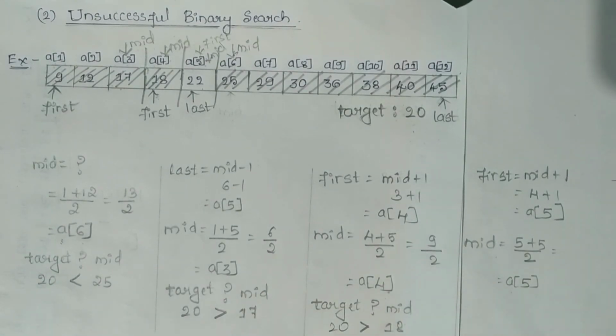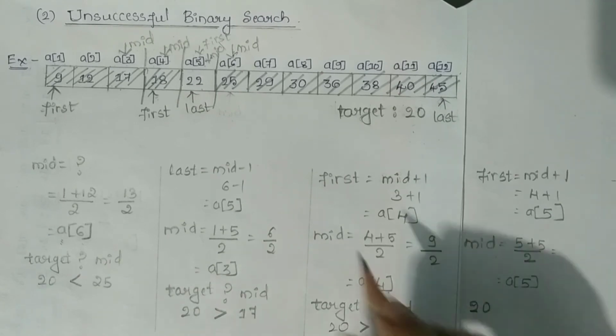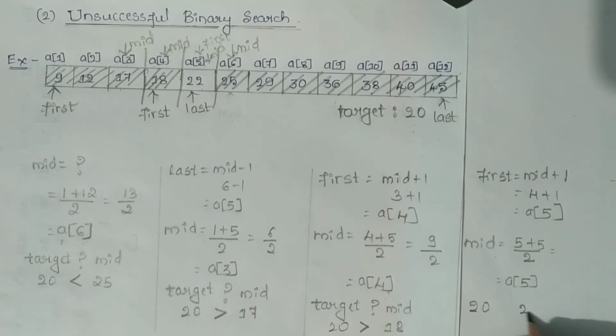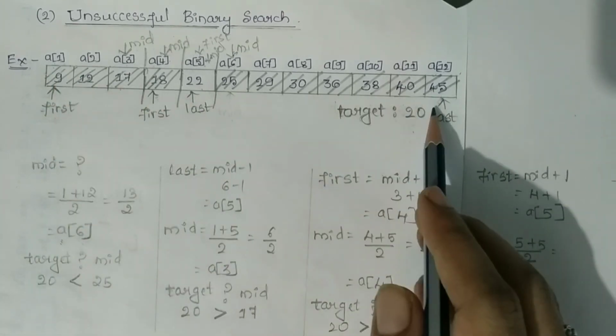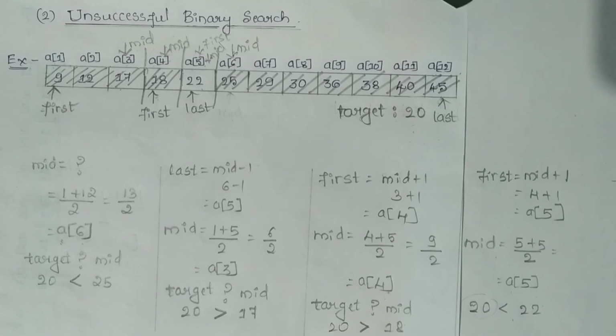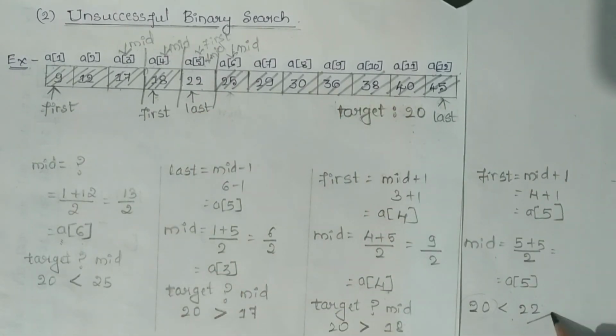Now compare the target value with the middle value. Target value is 20. Middle value is 22. 20 is less than 22. It means the target value is not present in the list. The value we are looking for is not in the given list. So this is an unsuccessful binary search.